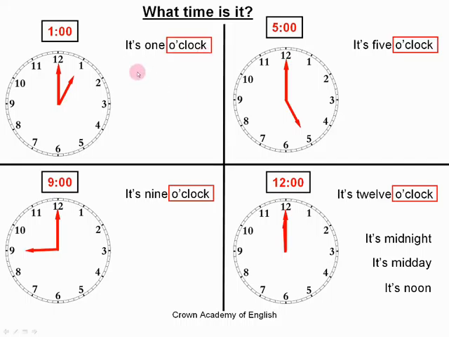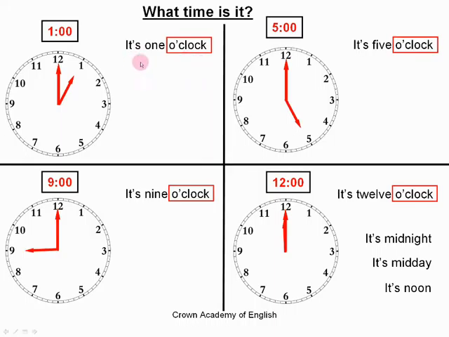So the form is we say it's followed by the hour and then the word o'clock. And when we write o'clock, we write the letter O, then an apostrophe. So this is an apostrophe. And then the word clock. It's 1 o'clock, 5 o'clock. Okay? And this is how we say it.